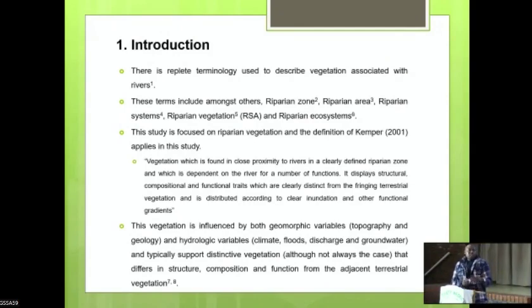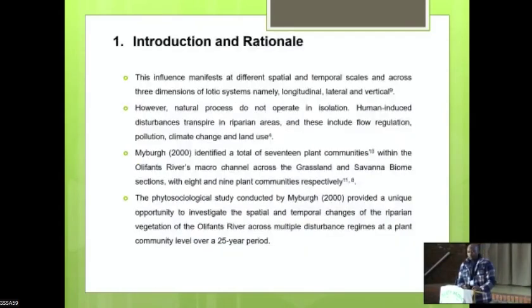It is also vegetation that is distributed based on inundation and the gradient of the riparian bank. This vegetation is normally influenced by geomorphology as well as your hydrology, normally being your floods, your rainfall, as well as geology and sometimes elevation. It differs in composition from adjacent systems like the terrestrial vegetation, but in some biomes, like the grassland biome, that is not the case. So you'll find the riparian bank and the terrestrial vegetation have similar vegetation.